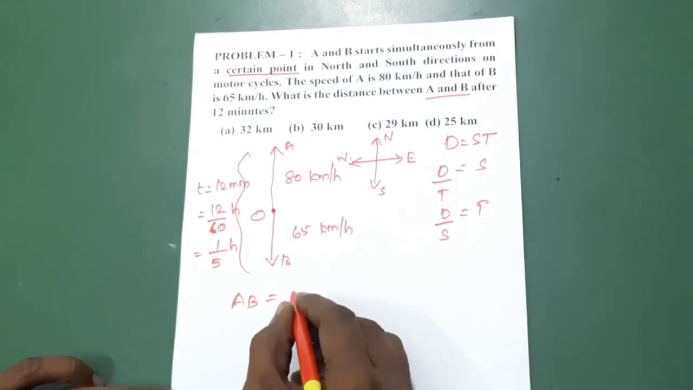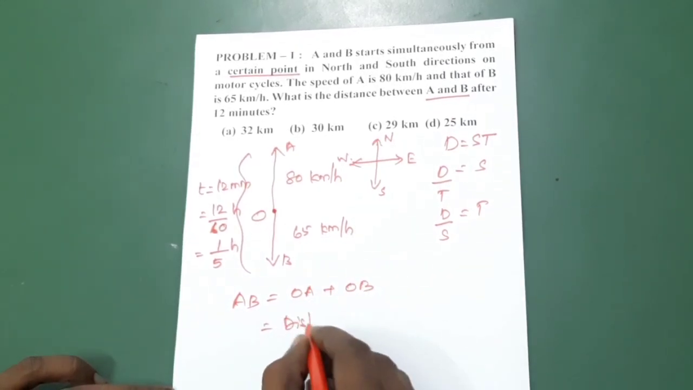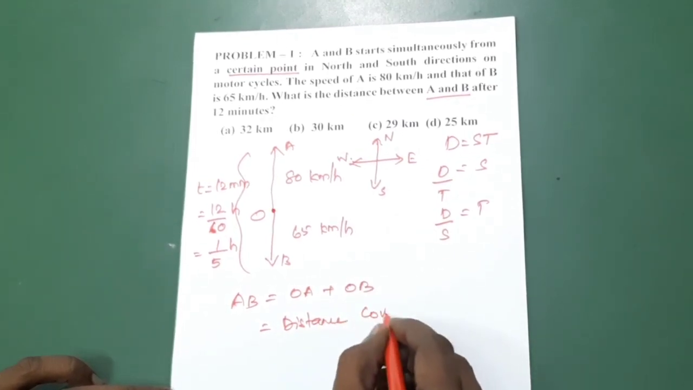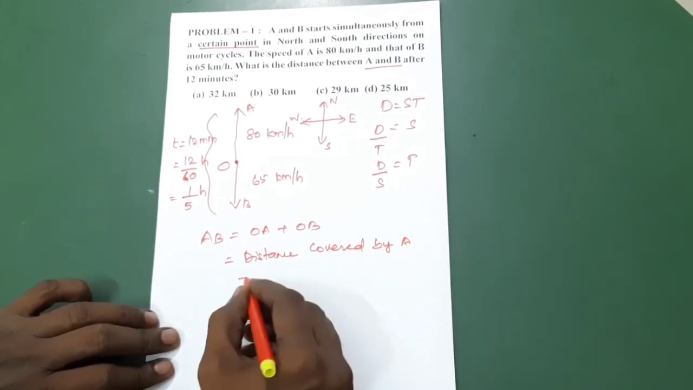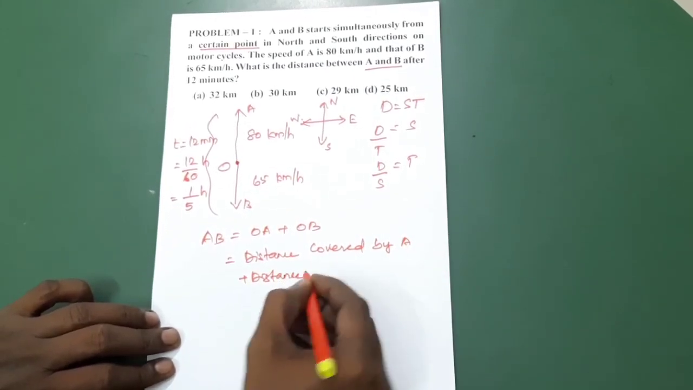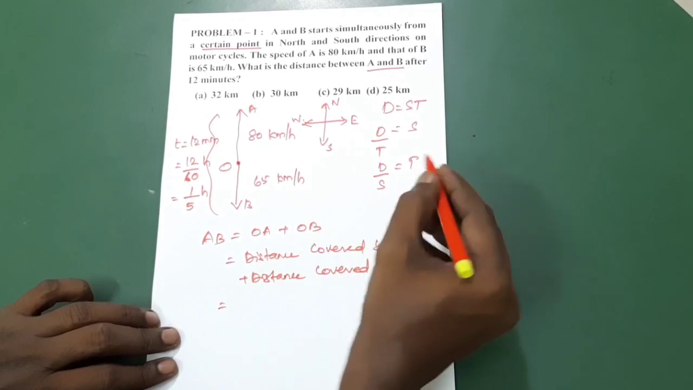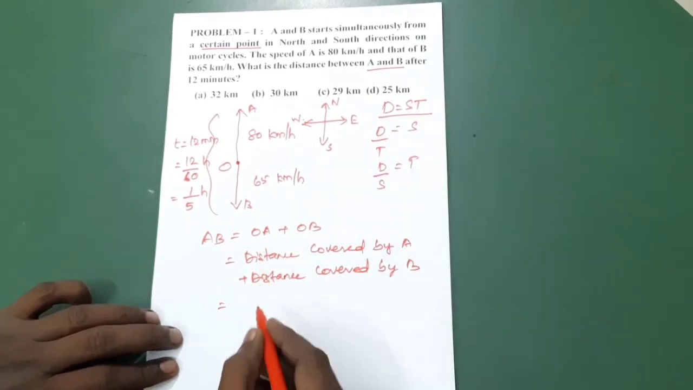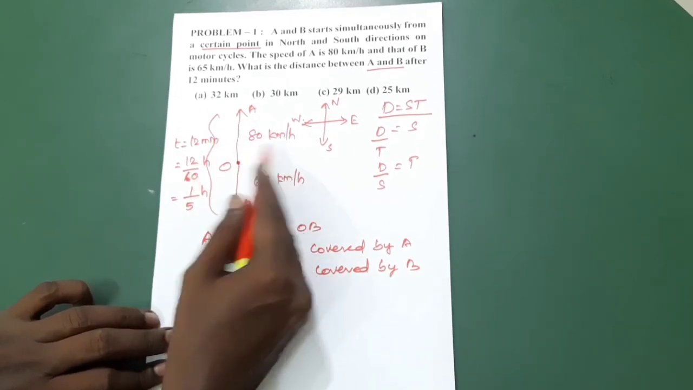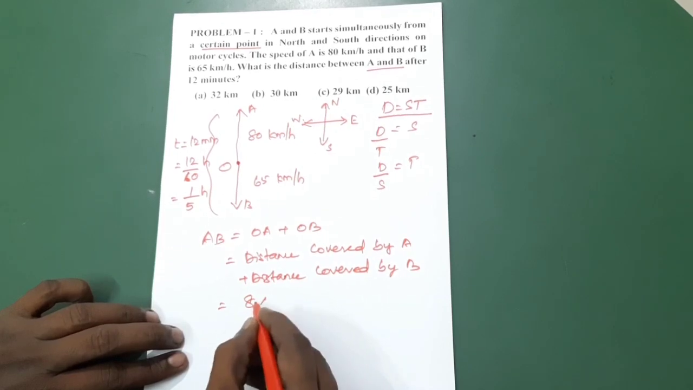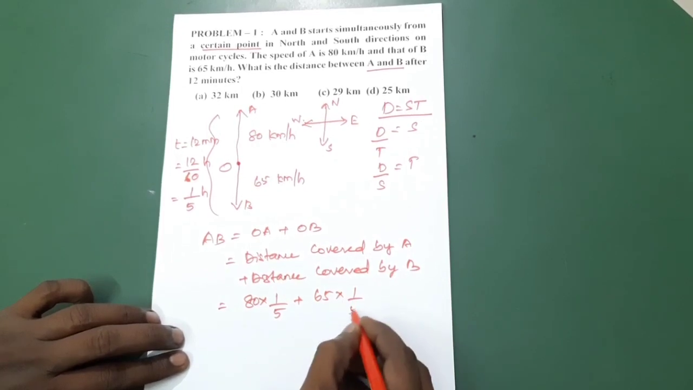So this is OA plus OB. So the distance covered by A plus distance covered by B. So what is the formula? Distance formula is S into T. So covered by A is 80 kilometers, speed is 80, time is 1 by 5. So 80 into 1 divided by 5 plus 65 into 1 divided by 5.